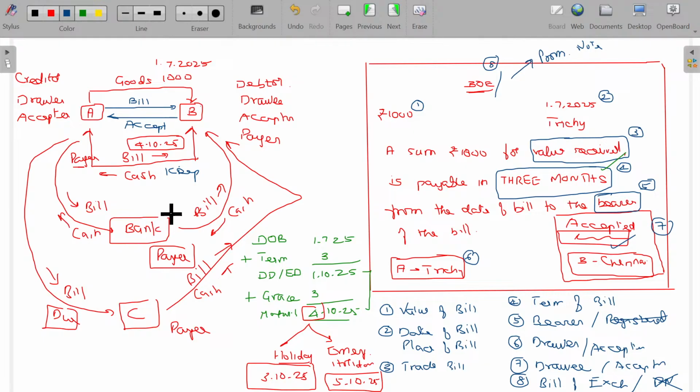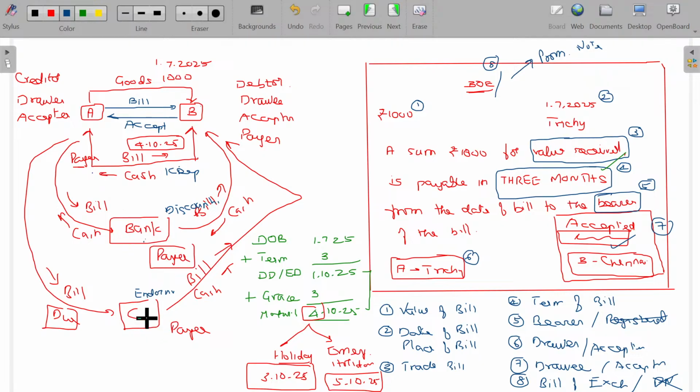Second one is all about discounting with the banker. This term is called discounting. Third one is all about endorsing to a third party. If you are keeping it till maturity by yourself, then you are the payee. If you are discounting with the banker, the banker will be the payee.